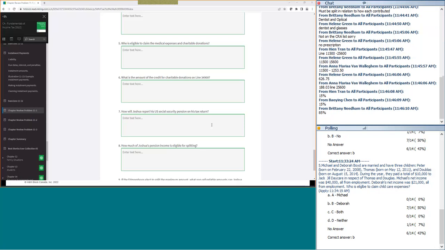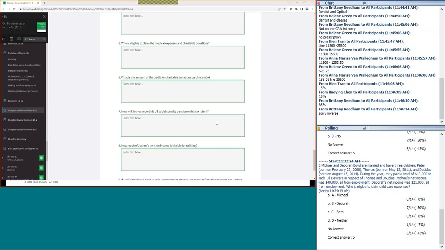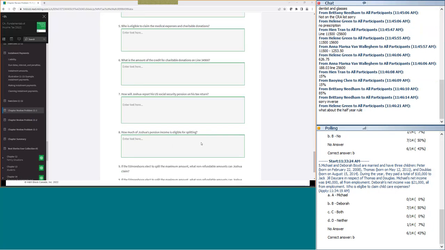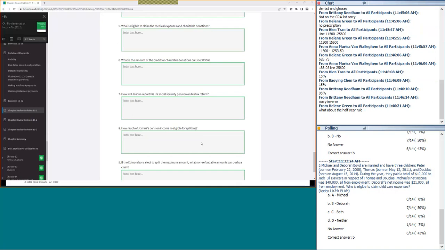15%. Excellent. If you got that, you're doing really, really well. And then pension income. When you get to pension income, please remember the U.S. income counts, but you have to take off 15%. And Helene, I'm not sure which half-year rule you mean for the pension. So let me know.